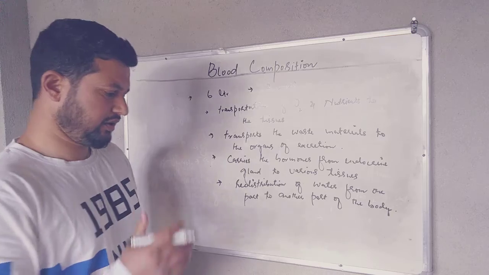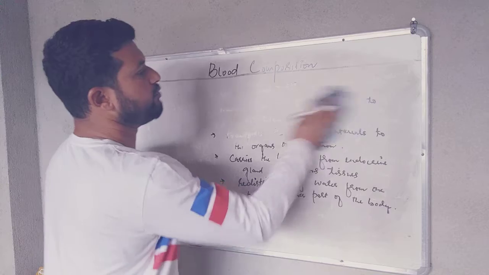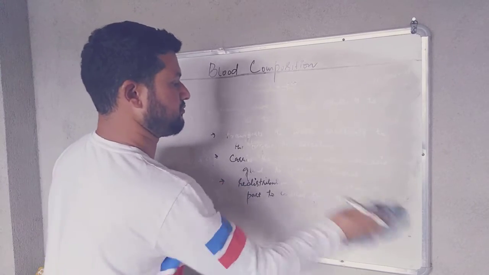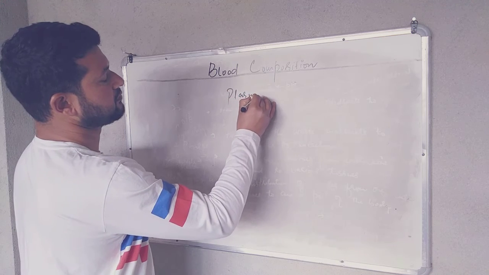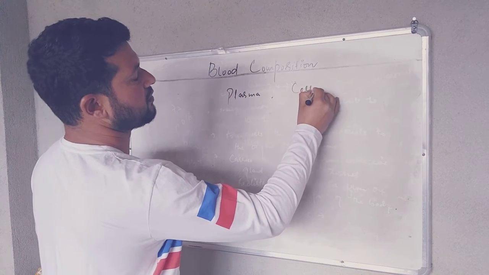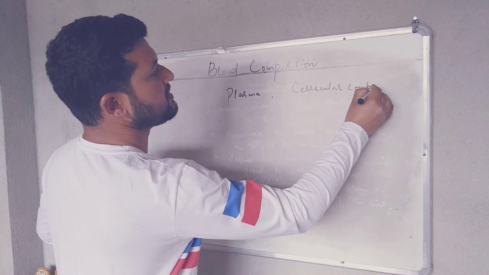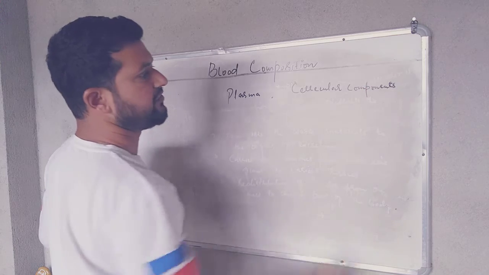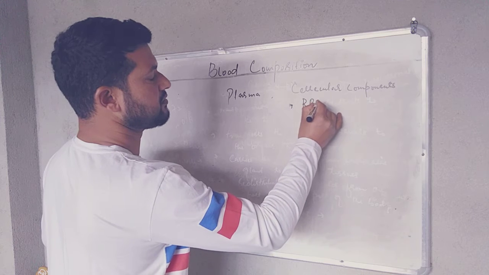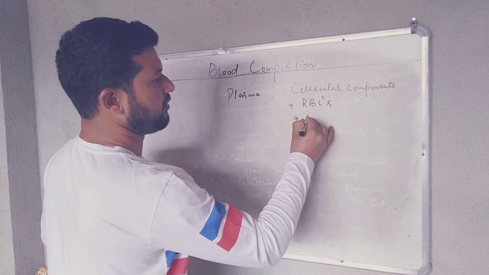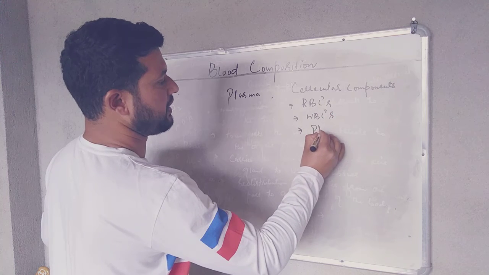This blood is composed of plasma and cellular components. Plasma and cellular components, or you may say the different corpuscles, that's the RBCs, WBCs and platelets.